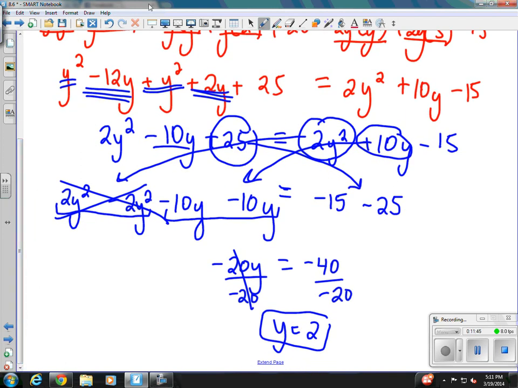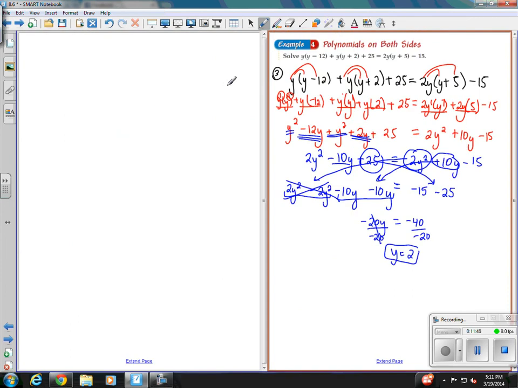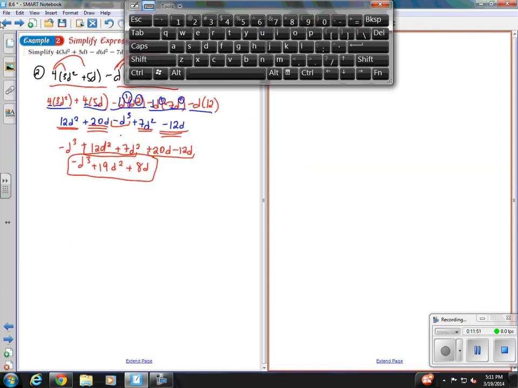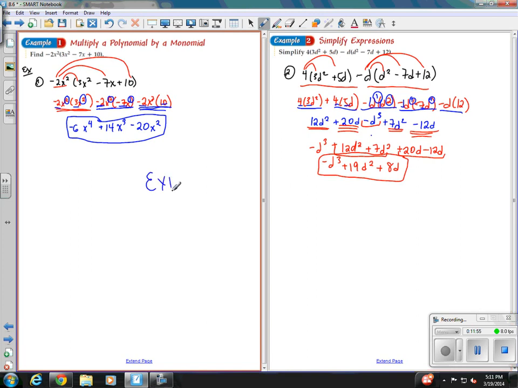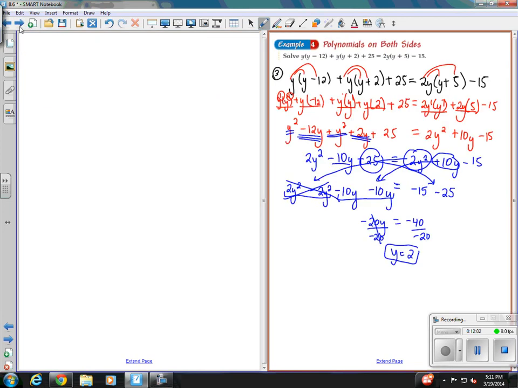So we've done two things in this lesson. We've solved it for a variable, and we've also done just expressions. So the first two examples we did are expressions because they have no equal signs. Then our last example we did is an equation because it does have an equal sign.